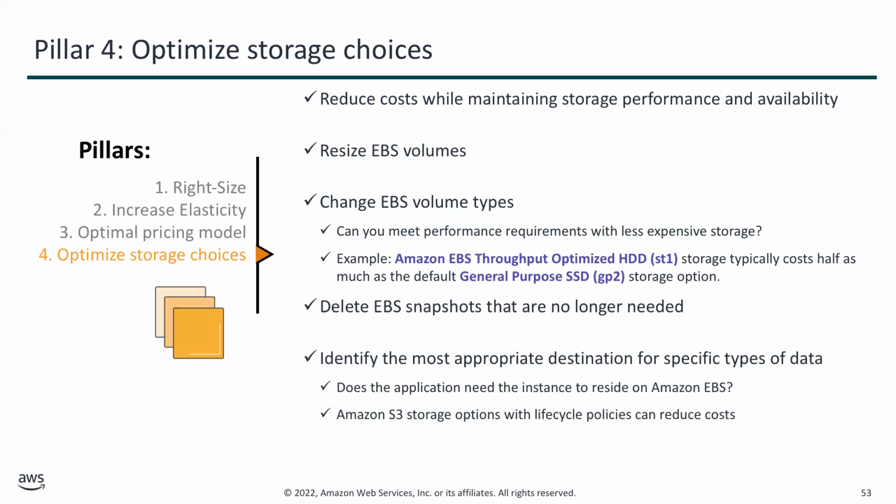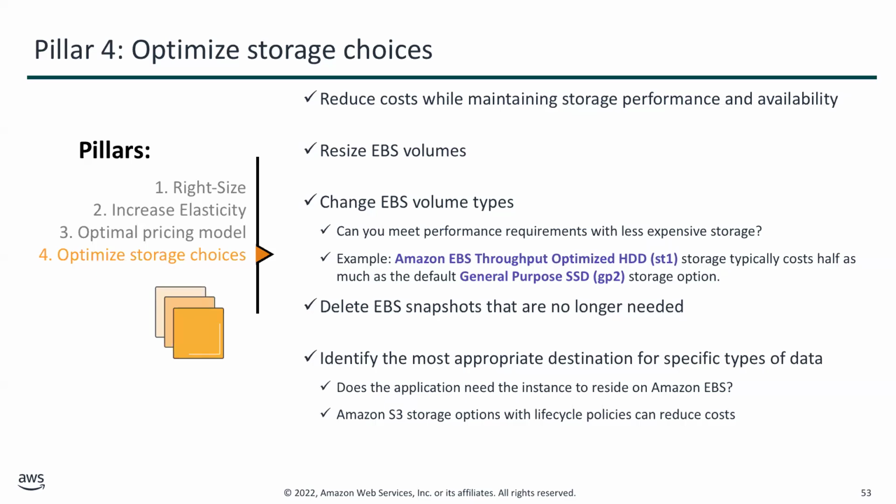For EBS volume types, right? We could also consider, can we simply meet the required performance for our application with a less expensive type? For example, the EBS throughput optimized HDD hard drive, which is ST1, right? It typically costs half as much as the default SSD, which are generally GP2, GP3 as well. So we should look at, do we really need GP2 or GP3? Can our application run on ST1 still having an acceptable performance, those kind of things, right?